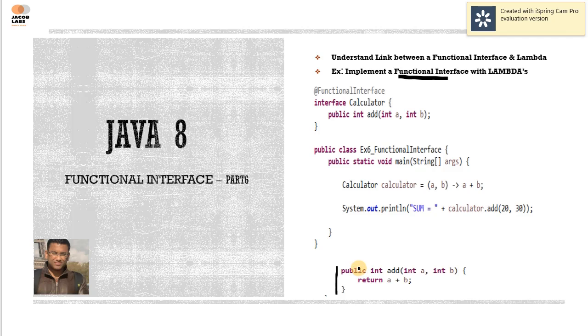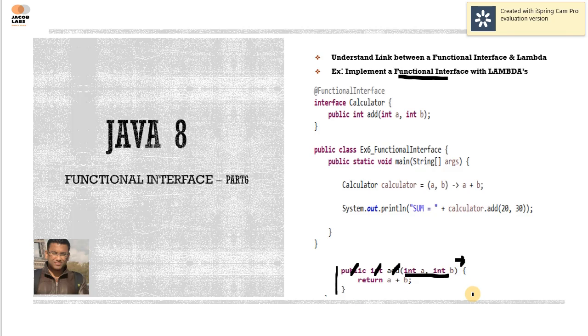Rule number 1, remove the access modifier. So we remove public, we remove the return type int, and we remove the method name add. Now what we have is the argument list and the method body. Between these two, we apply the arrow, and this converts this method into a lambda. So you can see, this is the lambda.